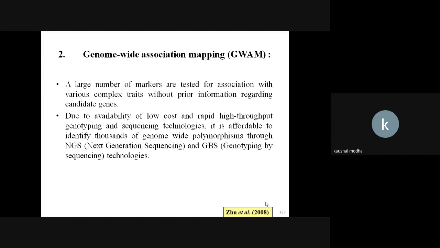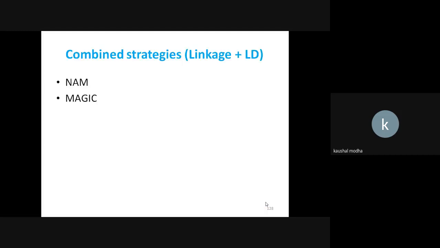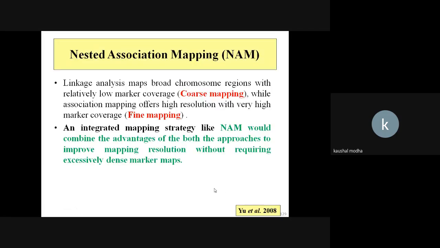A population might be a germplasm panel, or other populations like the nested association mapping population and the MAGIC population, that is, multiple advanced generation intercross. These are the two populations utilized for combined linkage and LD mapping. As we know, linkage is good for initial detection but poor for fine mapping, and association mapping or LD mapping is better for fine mapping but not good for initial detection. So both benefits are combined utilizing these two populations, NAM and MAGIC. Let us talk about the NAM population.